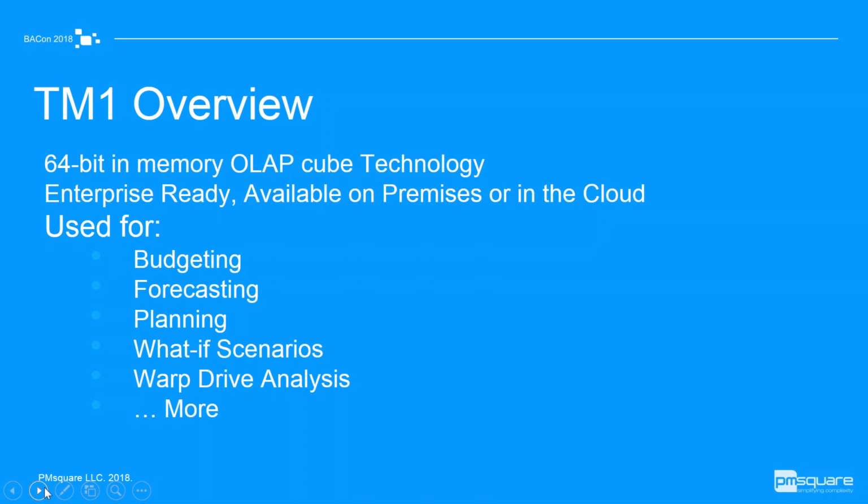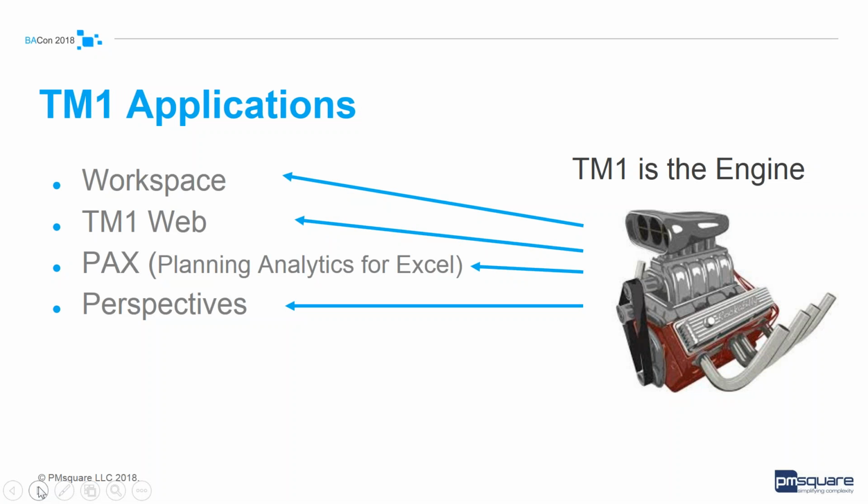TeamOne is an OLAP tool that uses 64-bit in-memory technology to deliver enterprise-ready, responsive solutions for budgeting, forecasting, planning, and what-if scenarios. TeamOne is the engine that supports all planning analytics applications.